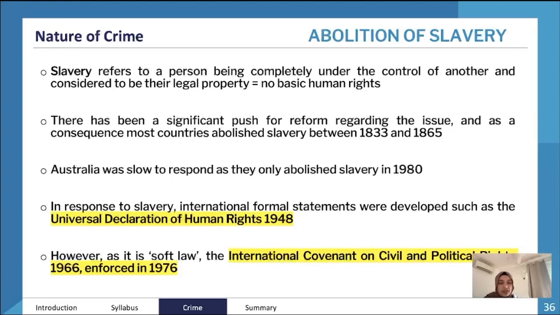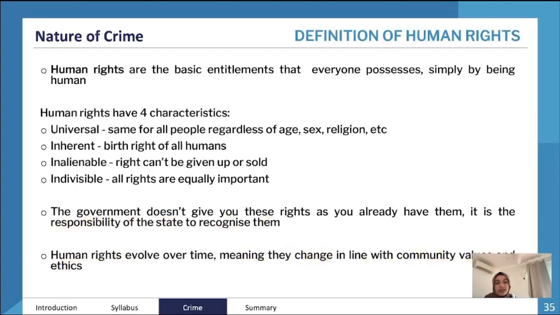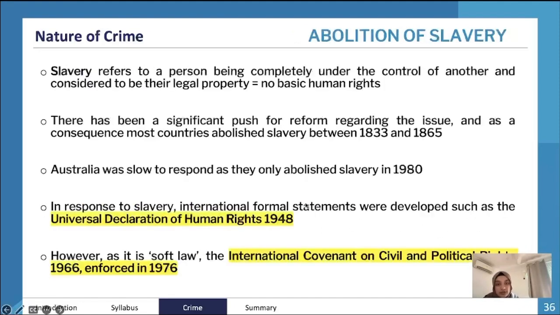Because people were like, well, it doesn't make sense, right? So this is something that we talked about here, where we said the community values and ethics changed. Australia was slow to respond, as they only abolished slavery in 1980.